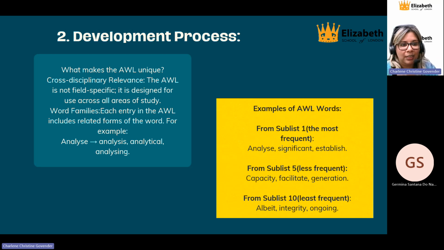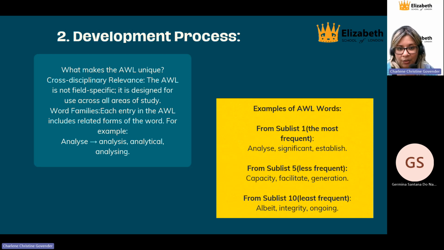So the most important thing about the academic word list is that it has word families, okay? So it's not just a word by itself in isolation. You're looking at the word family, so each entry will have its related forms of the word, okay? Example, analyze, that is a root word, okay? And then we'll take us into analysis, analytical, and analyzing. So you are improving your vocabulary by up to 4 new words here, starting with your root, and then you get the different variations of that word.